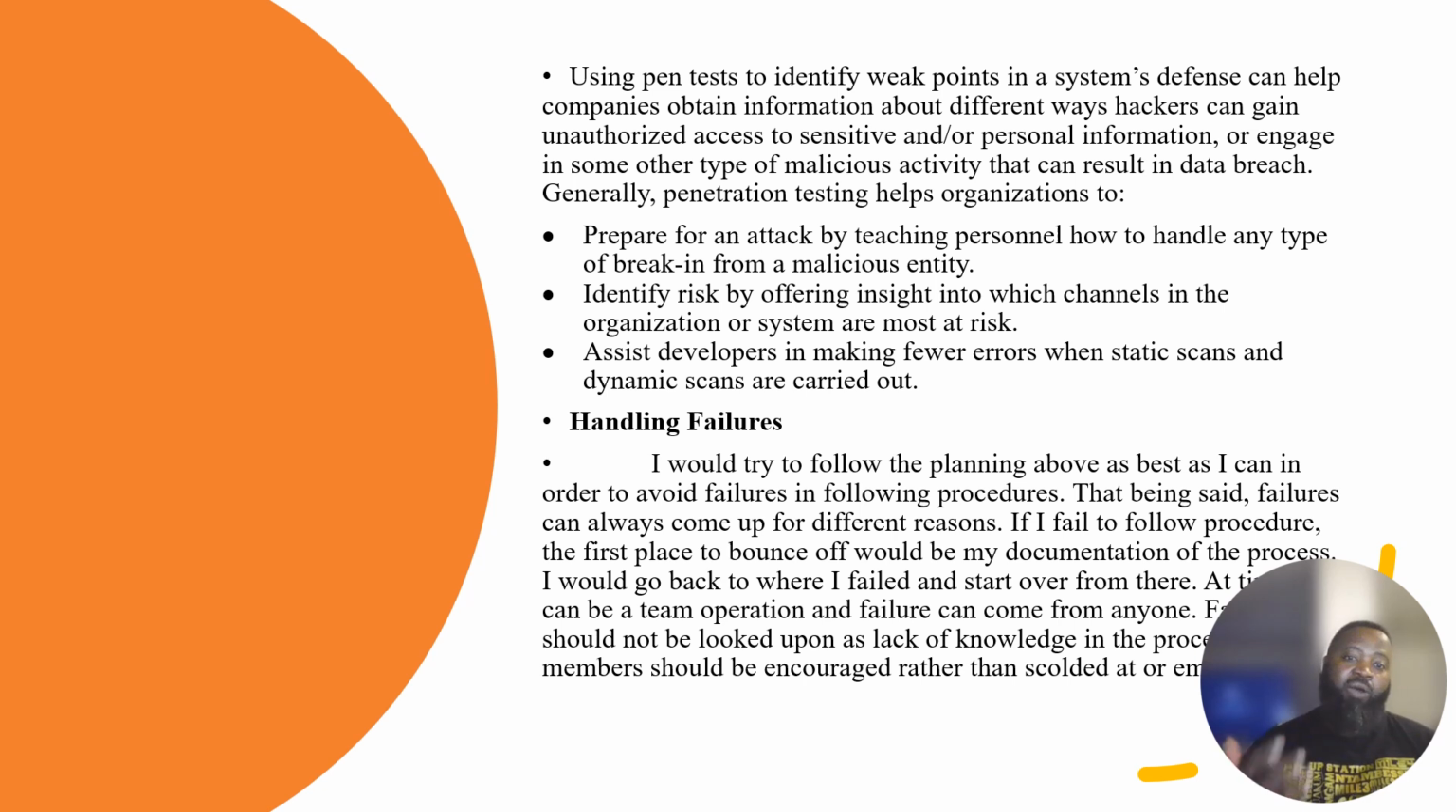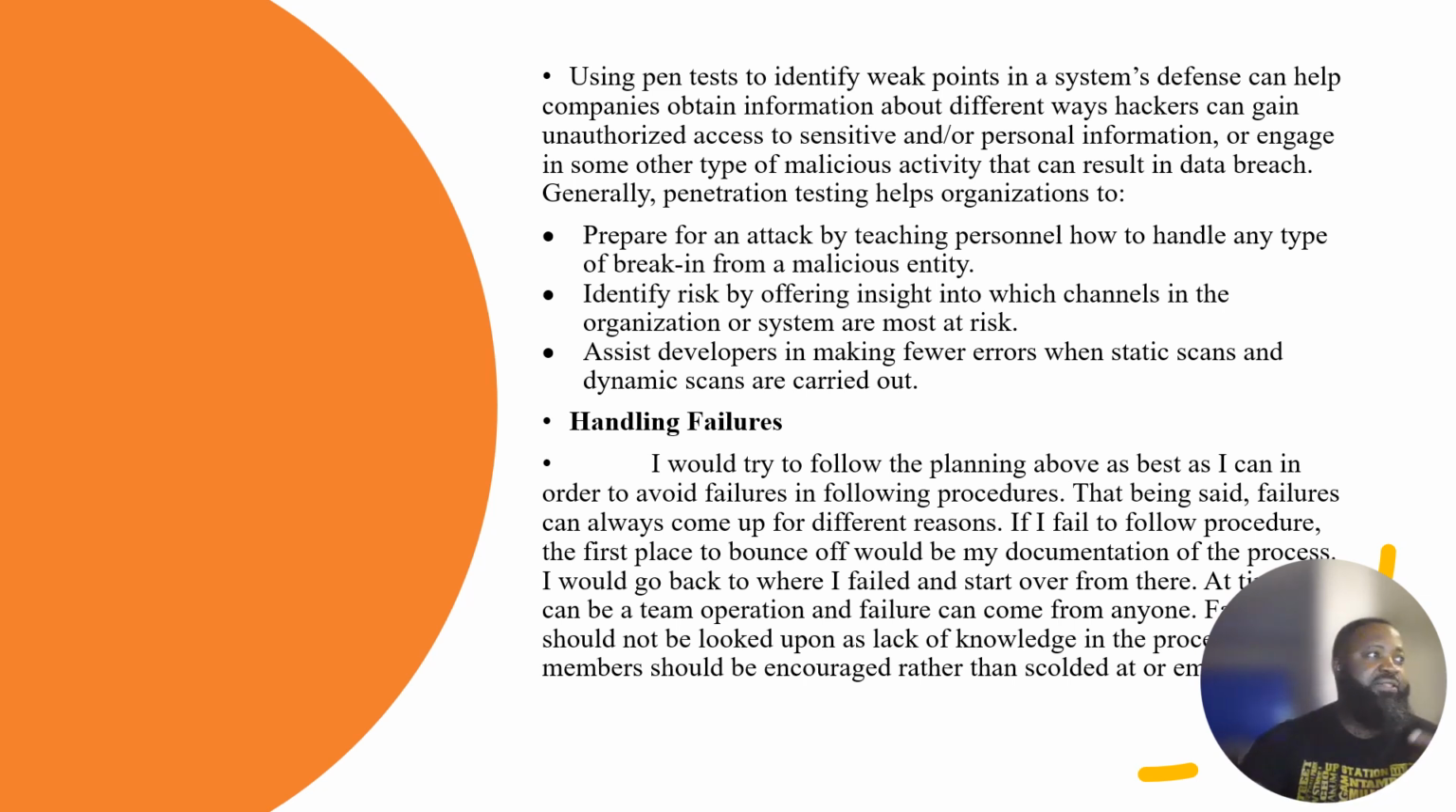So let's look at how I will handle failures, which is very important. I will try to follow the planning I just mentioned as best as I can in order to avoid failures in following procedures. That being said, failure can always come up for different reasons. If I fail to follow procedure, the first place to bounce back would be my documentation of the process. As you document, if you make a mistake, you can always go back to where the last correct documentation takes you. So I will go back to where I failed and start over from there.